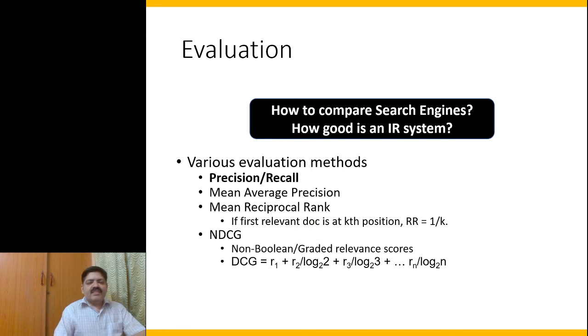Okay, with that introduction, let's get into evaluation. The central question here is how to compare search engines and how good is an IR system. So let's say I have built one IR system. The question I have is how good it is and where I should improve it. There are various evaluation methods. We have already seen the precision and recall metric. In this lecture, we would discuss mean average precision, mean reciprocal rank, and NDCG.